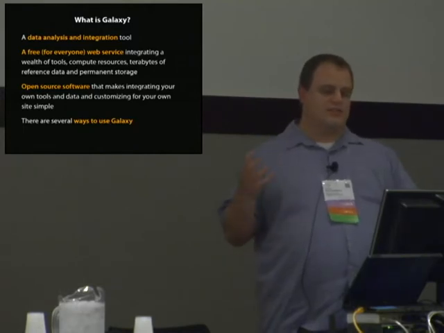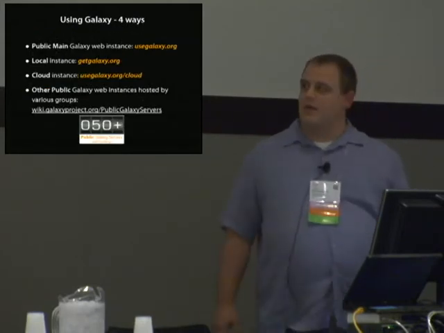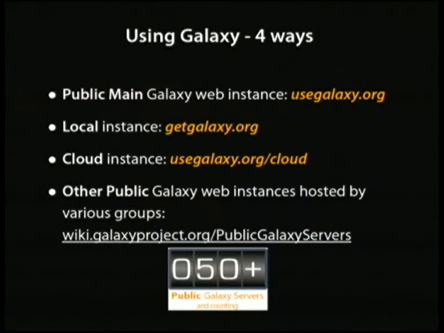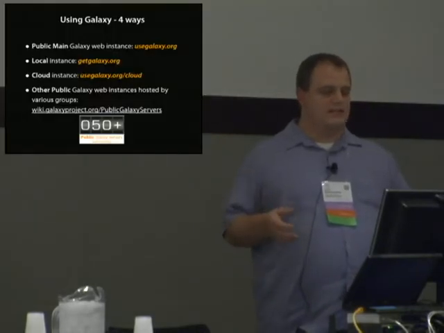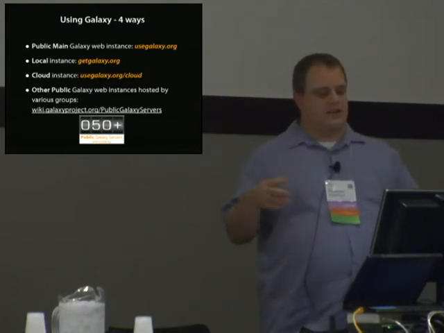It's also open source software that you can download and install on your own machines for customizing your own Galaxy-based sites. And there are several different ways to use Galaxy itself. We provide a public instance at usegalaxy.org. You can download the Galaxy source code, and directions to do this are available at getgalaxy.org. And we also make it easy to launch instances in the cloud on Amazon if you go to usegalaxy.org/cloud, where it'll direct you to directions to do this.